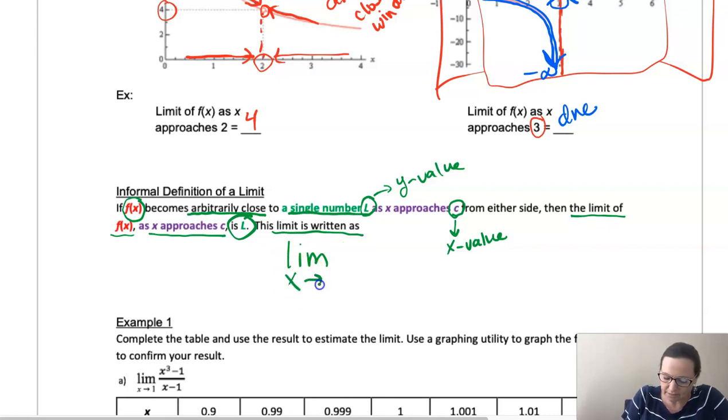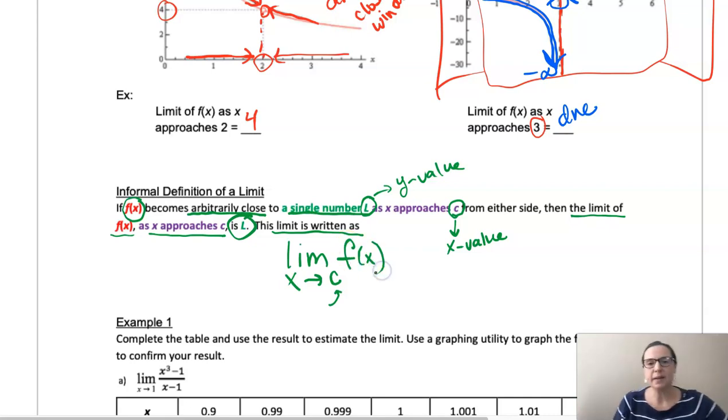Underneath that, we indicate what x is approaching by an x, a little arrow, and then the value that the x's are approaching from either side, so left and right. And then whatever function we're finding the limit of, we just write the name of that function or the equation of that function immediately to the right of our lim notation. And then if that limit exists, if the y values are approaching the same number from the left and right, and that number is L, then we would write that this limit is equal to that y value.